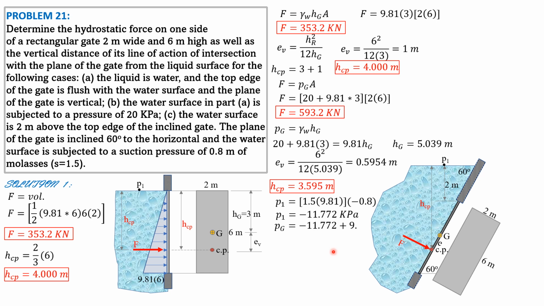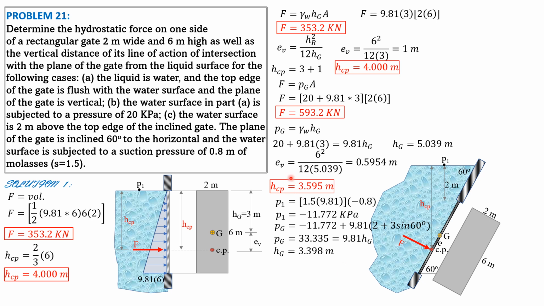So P sub G is negative 11.772 P1 plus 9.81 quantity times 2 plus the vertical distance from G to this point, which is 3 meters, half of 6, that's G. 3 meters sine of 60. So P sub G is equal to 33.335 kilopascals. Then we equate that to gamma of water times Hg to solve for Hg. So H sub G is 3.398 meters.